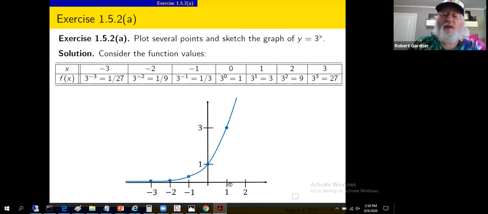So it triples every time we increase the input by 1 unit. It's an exponential function involving powers. So the base is 3, it triples every time we increase the input by 1.